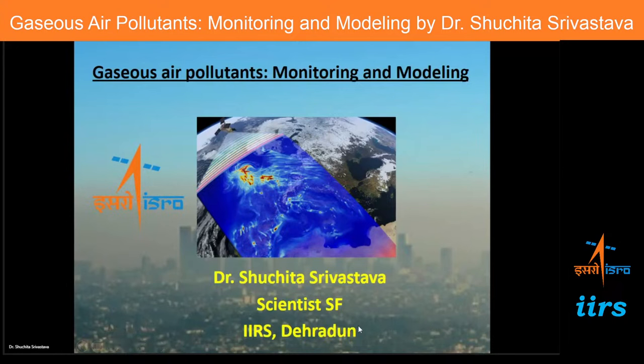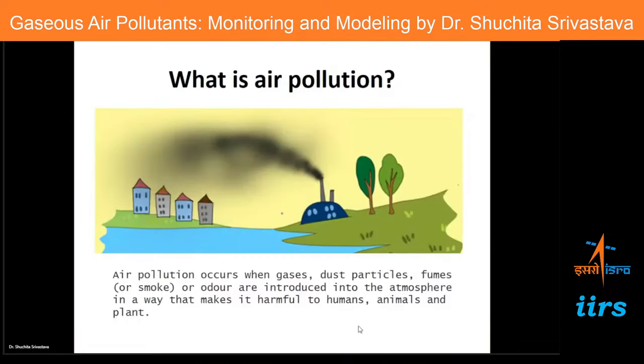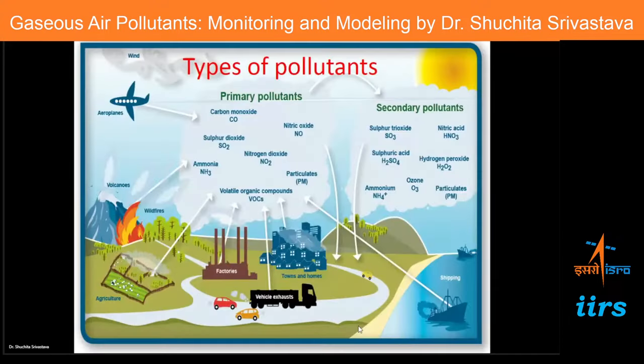Good afternoon, everyone. The title of today's talk is Gaseous Air Pollutants, Monitoring and Modeling. So we know what air pollution is. Species which are harmful for our health, animal health or plant health are called air pollutants. There are two types of air pollutants, primary pollutants and secondary pollutants.